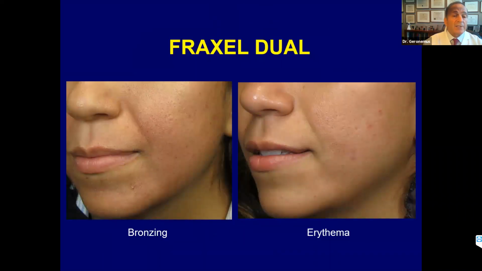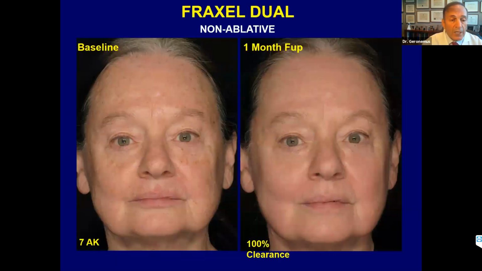And then in the past 8 or 9 years, we've been using the Fraxel Dual. That's a different wavelength of light. It goes more superficially. It leaves this little bronzing of the skin, those little pepper spots that I talked about, and a little bit of redness afterwards as well, which disappears over a few days. But look what it can do.